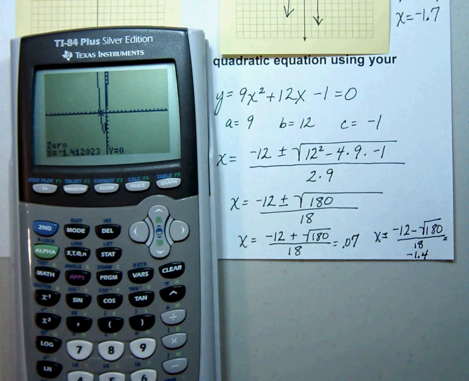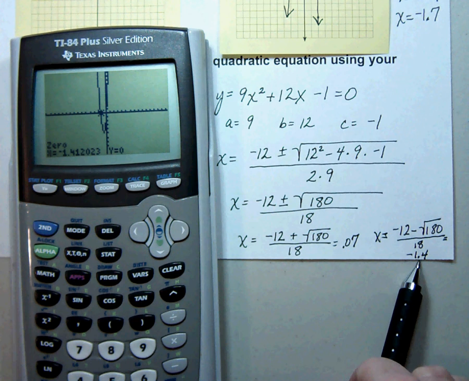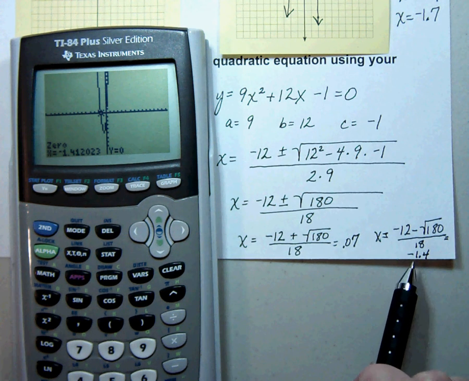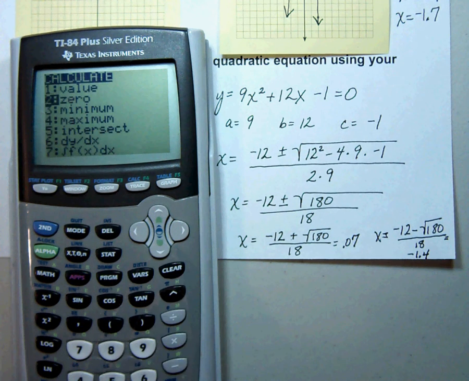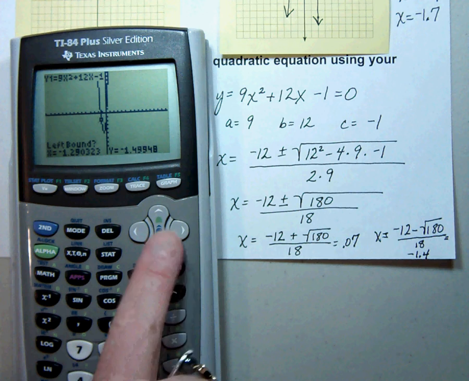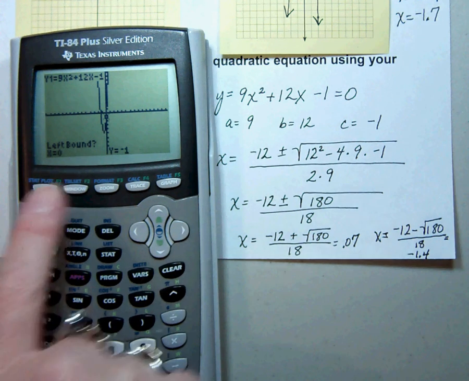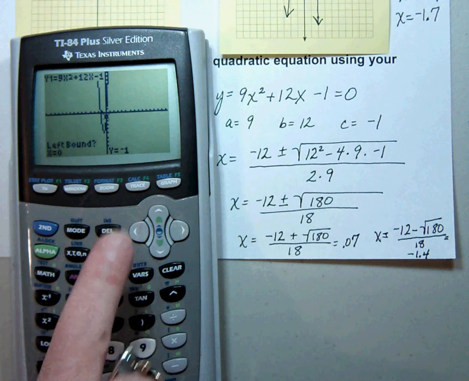See how negative 1.4 is one of your answers? Remember how we got that when we used the quadratic formula? So it worked. We got the negative 1.4. Now let's use our second trace, number 2, one more time. This time we're going to do the right side of the parabola, but when it says left bound, you need to be below the x-axis because we're doing the right side.